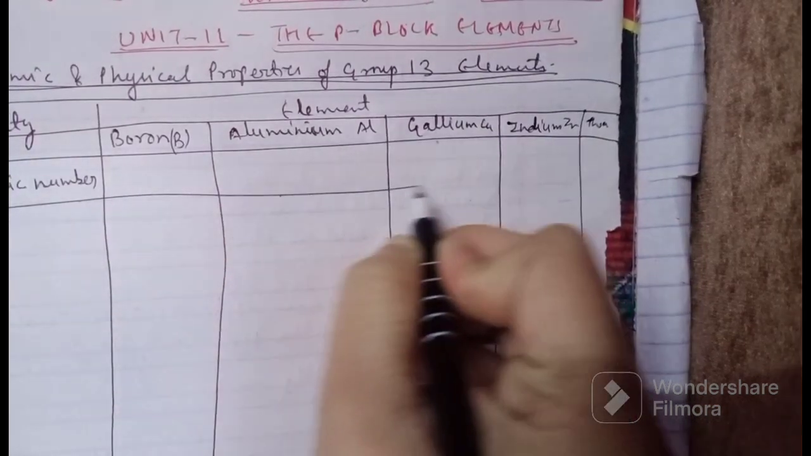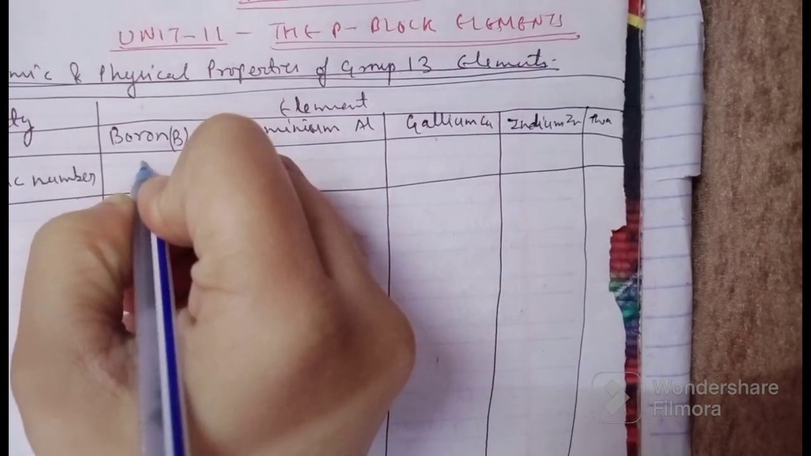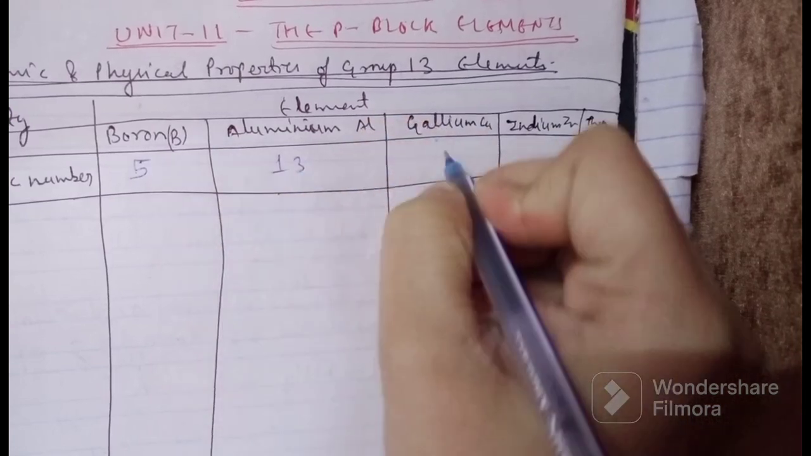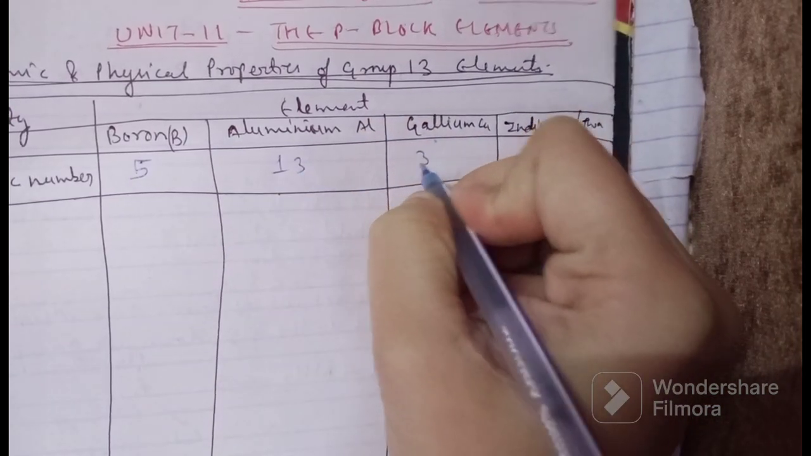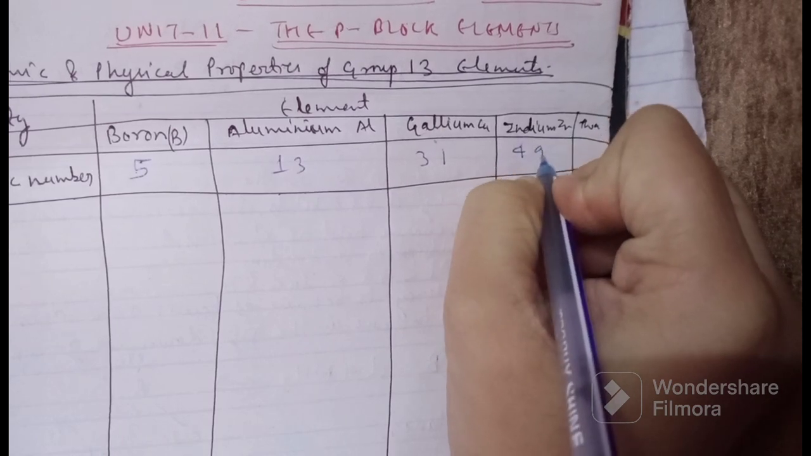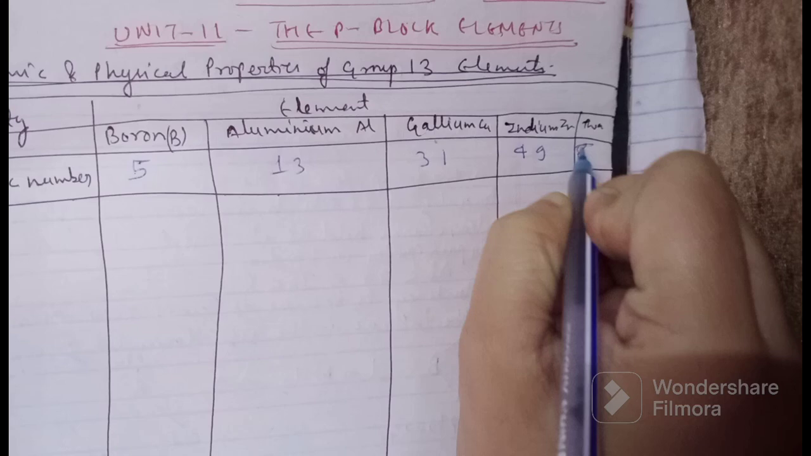For boron, the atomic number is 5. For aluminium, it is 13. For gallium, 31. For indium, it is 49. And for thallium, it is 81.